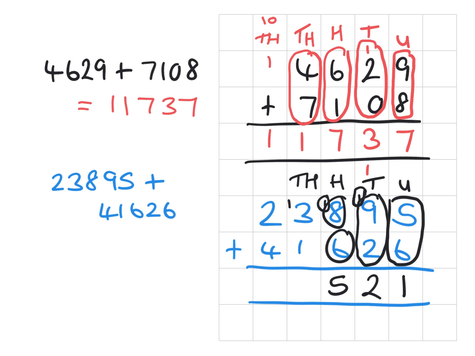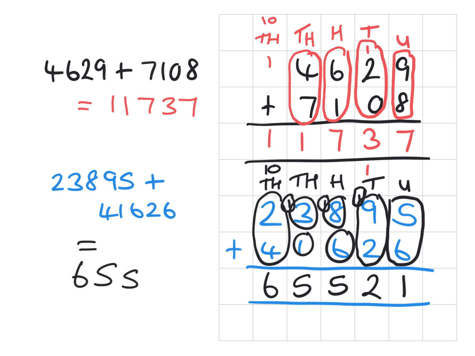We have 1,000, 3,000, 1,000. That's 5,000. And finally in the 10,000s column, being a 5 digit number, we have 20,000 plus 40,000 is 60,000 for a final answer of 65,521.